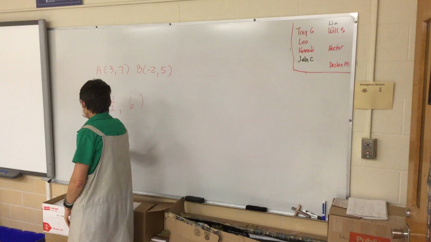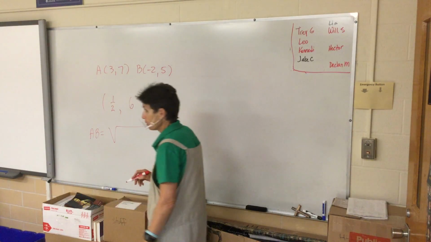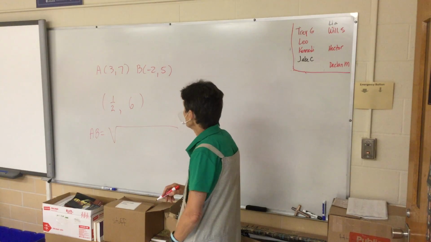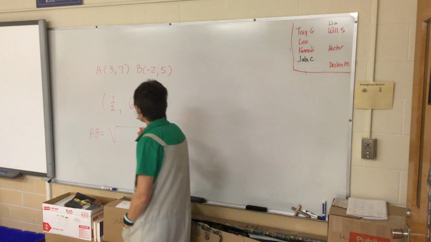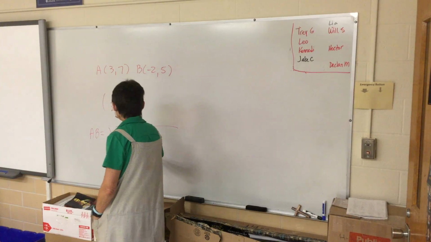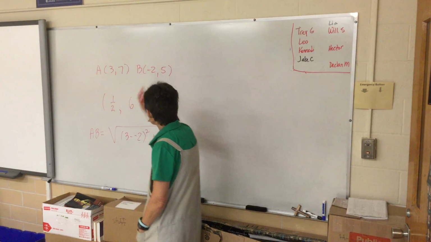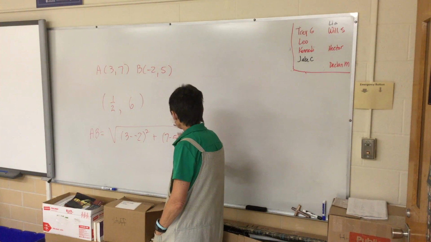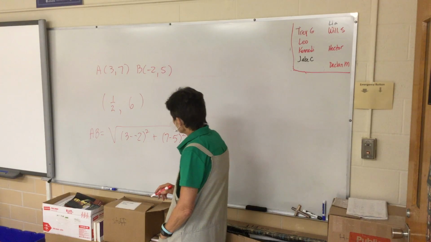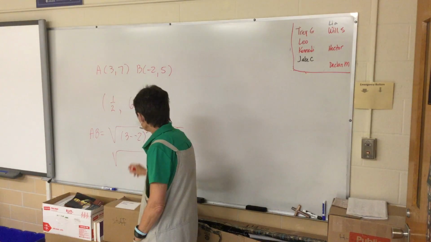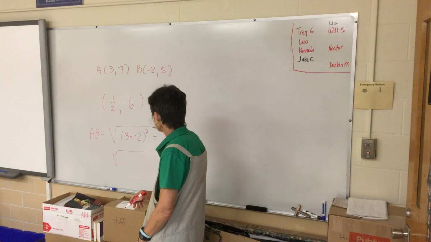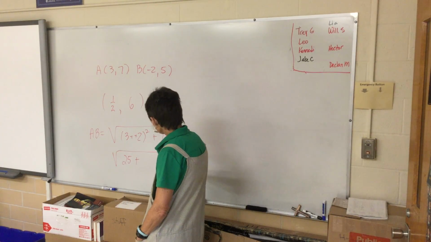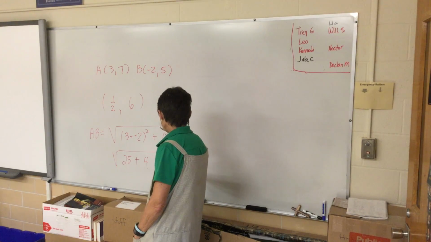Now, the distance is more work. The distance, remember, we have to subtract our x's in either order, doesn't matter, so I did 3 minus -2. Then I'll do 7 minus 5. So that's going to give me 3 minus -2 is 5 squared, 25, plus 4. So that one doesn't reduce either.